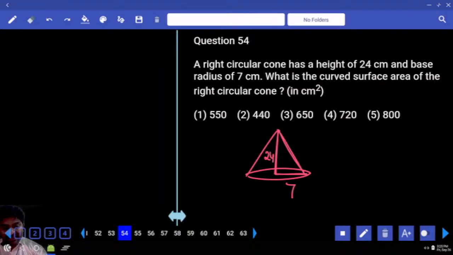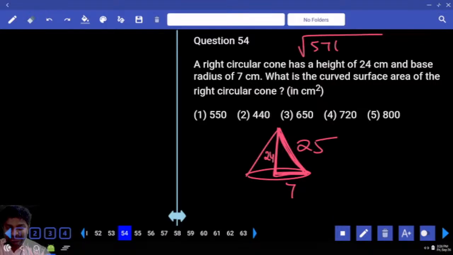consider this triangle here, look at this triangle, which is a right angle triangle. The hypotenuse must be equal to the square root of opposite side square plus adjacent side square. That will be equal to 25. Under root of 24 square 576 plus 7 square 49, which is equal to under root of 625, 25.